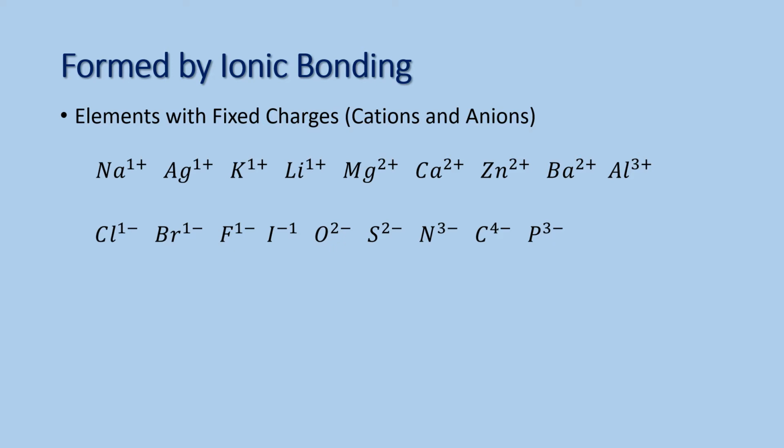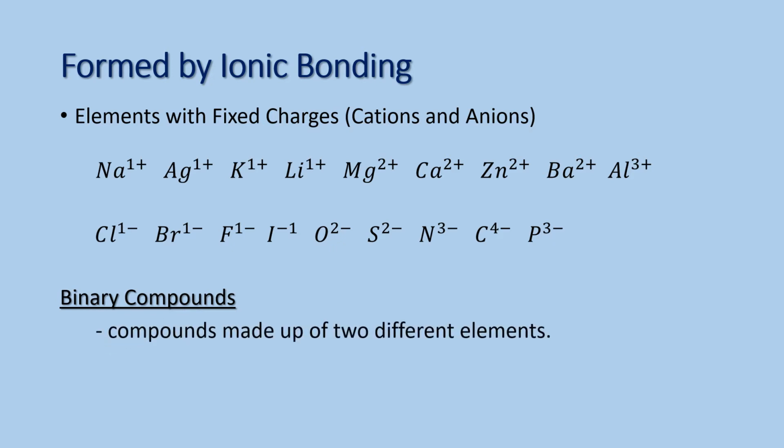By the way, the type of compounds that we will be able to form if we combine these two differently charged elements or ions, we call them ionic compounds. Or sometimes we can also call them as salts. So we will be able to form a binary compound if we combine a cation and an anion. So what are binary compounds? These are compounds made up of two different elements. In the case of ionic bonding, we will be able to form ionic compounds, binary ionic compounds.